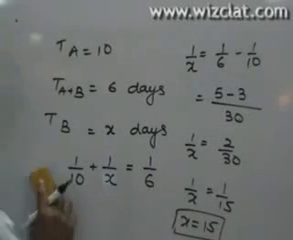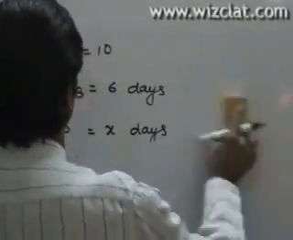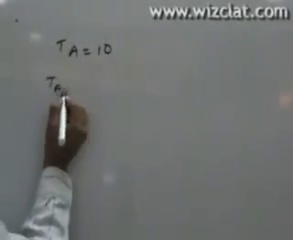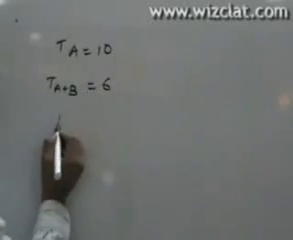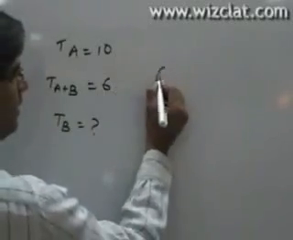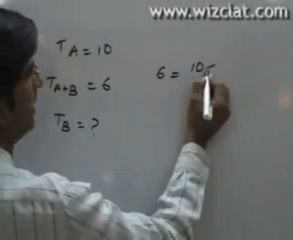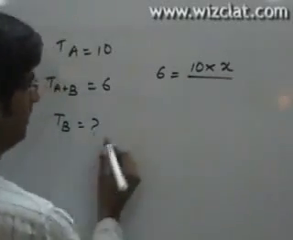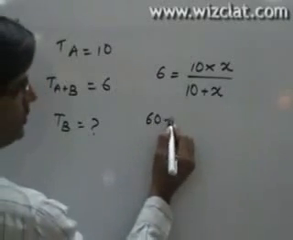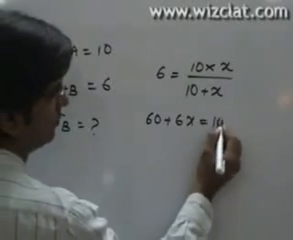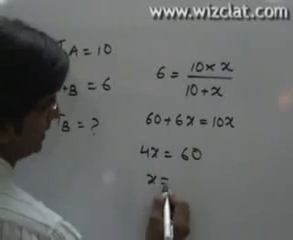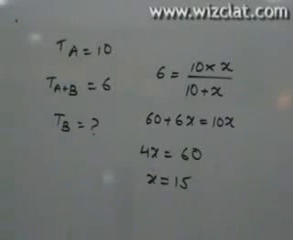What if I apply another method? The second method says A can do a piece of work in 10 days. Together they do it in 6 days. How long will B take alone to do the work? So the formula says the total time taken by them together is equal to time taken by A into time taken by B upon time taken by A plus B. So that will give me 60 plus 6x equals 10x. 4x equals 60. X equals 15.